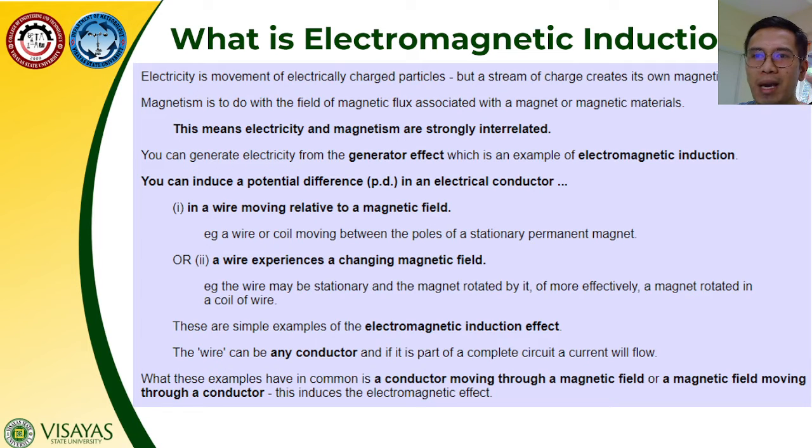Through these two basic scenarios, electromagnetic induction is being produced. The wire here, as stated in your two examples, can be any conductor, and if it is part of a complete circuit, a current will flow. What these examples have in common is a conductor moving through a magnetic field or a magnetic field moving through a conductor, which induces electromagnetic effect.